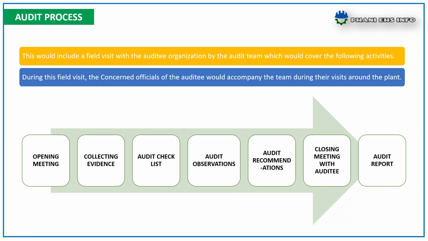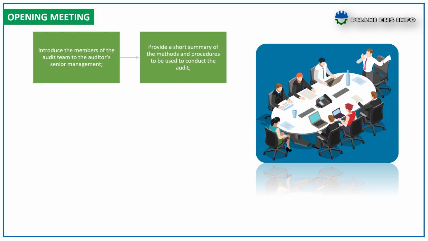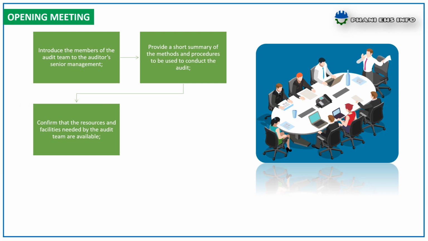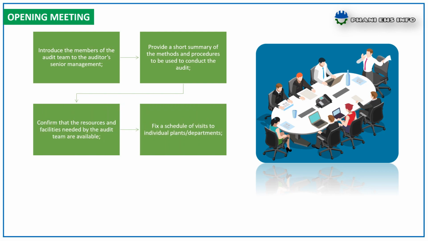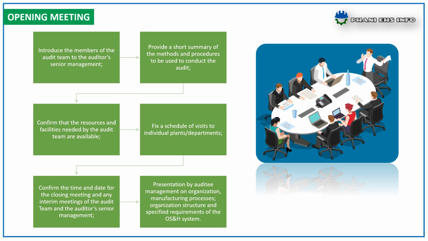First one, opening meeting. The purpose of opening meeting is to introduce the members of the audit team to the auditee's senior management, provide a short summary of the methods and procedures to be used to conduct the audit, confirm that the resources and facilities needed by the audit team are available, fix schedule of visits to individual plants or departments, confirm the time and date for the closing meeting and any interim meetings of the audit team and auditee's senior management, and a presentation by auditee management on the organization, manufacturing process, organization structure and specified requirements of EHS system.